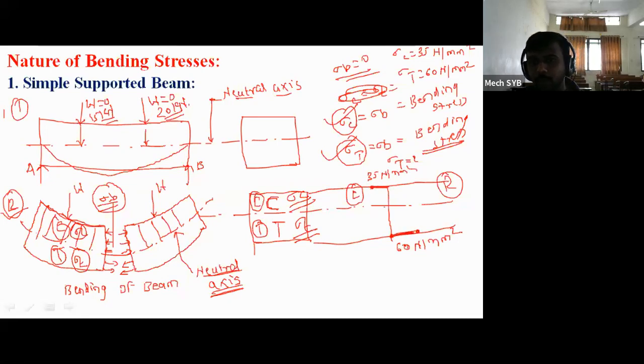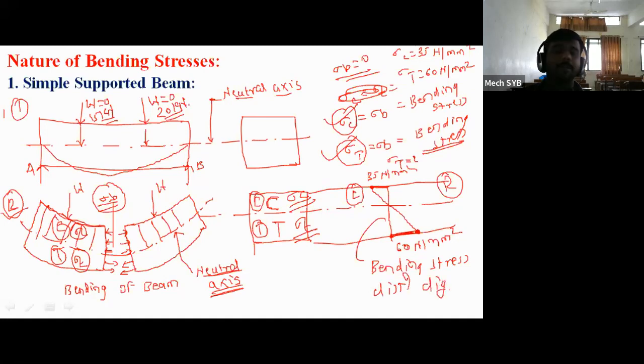And if you join these points, which line will you get? An inclined line or a straight line? If I join these two end points, this is an inclined line, and this diagram is called a bending stress distribution diagram. Now please tell me where bending moment is maximum and where it is zero. Whether it is maximum at the outer periphery or at the neutral axis.